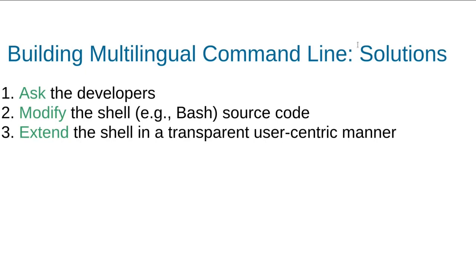Modify the shell source code to allow accepting translations of existing commands in such a manner that when a user types a command in their native language, the shell searches for the command in all the translations, and if it finds one, checks whether the translation is mapped to any existing command. Solution 3. Extend the shell in a transparent manner that does not require any modification to the shell nor any modification to the individual applications.